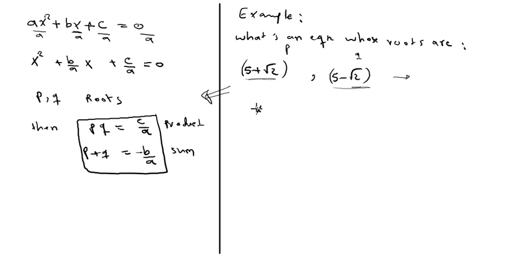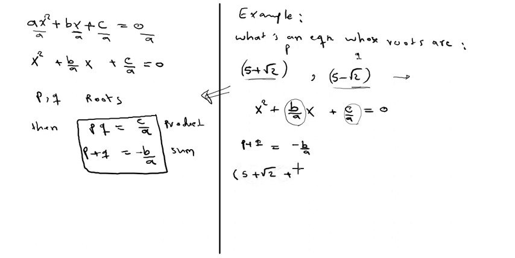So the equation should be x squared plus b over a x plus c over a equals 0. Now we need to find c over a and b over a, which can be calculated from the formula of sum and product. First, the sum p plus q, which are the roots, equals minus b over a. The sum of the roots is 5 plus the square root of 2 plus 5 minus the square root of 2, equals minus b over a. Now this is positive and this is negative, so we have only 5 plus 5, which equals 10. So the middle term is minus 10.